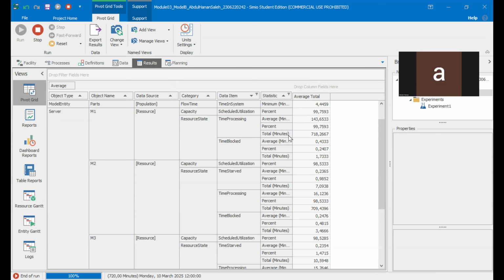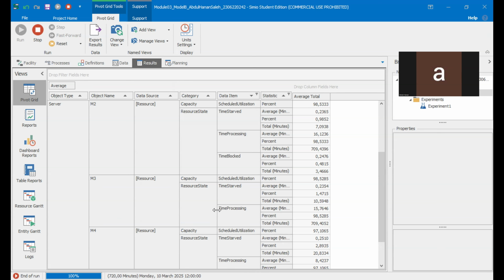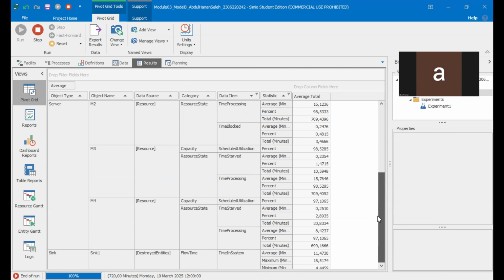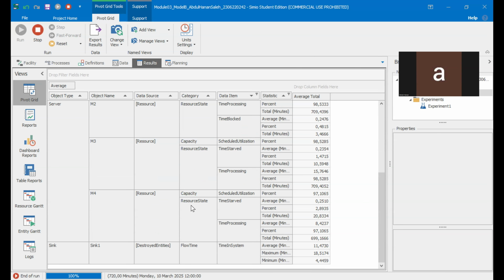This is the time processing and time blocked of M1 in model B in minutes. This is the time starved, time processing and time blocked of M2 in model B in minutes. This is the time starved and time processing of M3 in model B in minutes. Notably, there is no time blocked. And in M4, there is this time starved and time processing of model B in minutes.